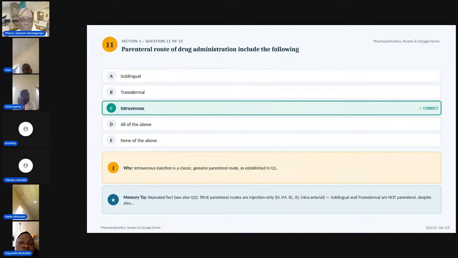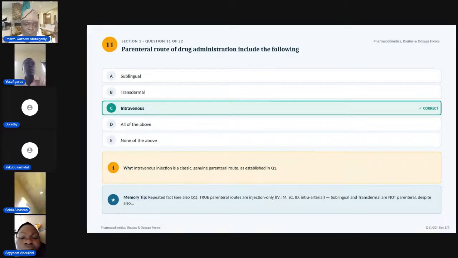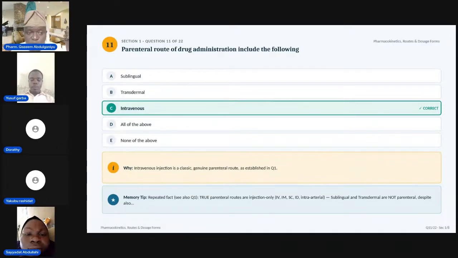Somebody can go and bring something else again here. You remember that rectal route. So if the next question that is coming for your own exam says sublingual, transdermal, and then rectal here, then of course your own answer will be none of the above. Please be very attentive. I'm giving you the trick too that they can use against you for the exams.